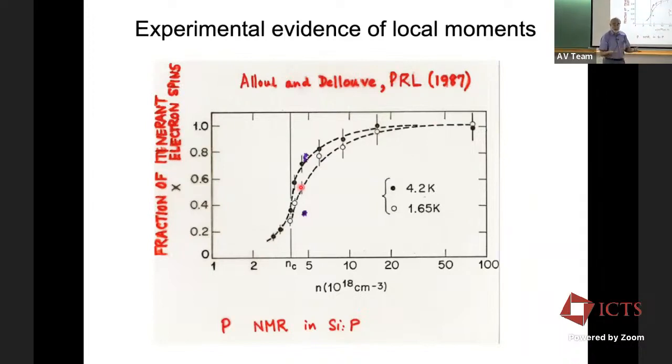Of course, in this system, because it's disordered, you're going to have local moments at all length scales. And beyond a certain length scale, say the localization length scale, it's no longer a local moment. It's part of the Fermi liquid. But until then, it can act like a local moment.